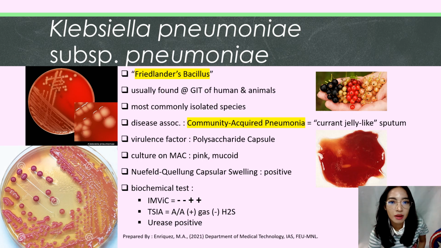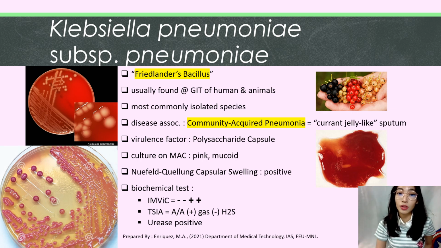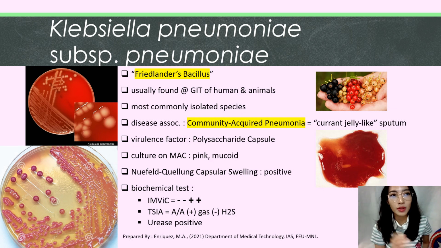Okay, and then if you would notice, magkabaliktad po sila ng reaction ng Escherichia coli on IMViC, di ba po? Ang E. coli, positive, positive, negative, negative. But for Klebsiella pneumoniae, the reactions are flipped. So it's negative, negative, positive, positive.